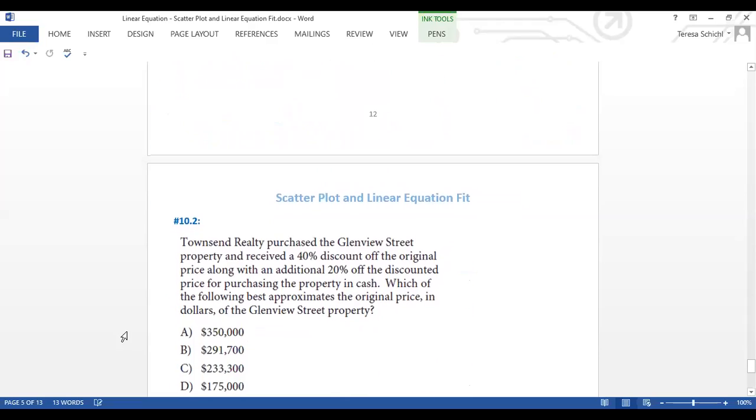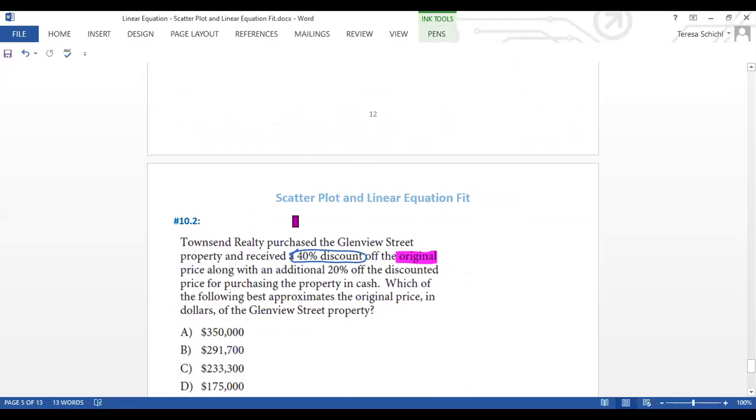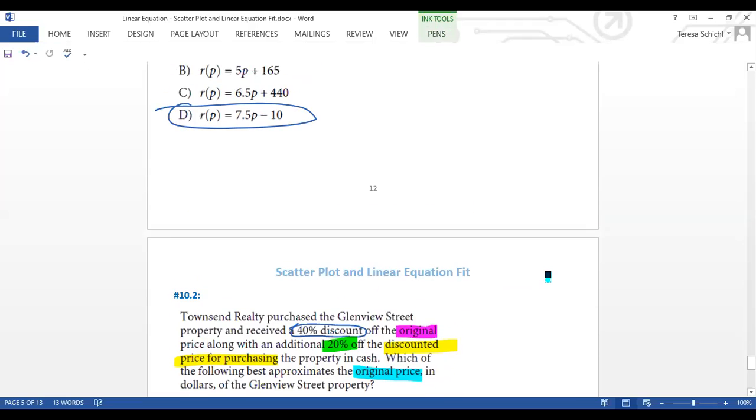Okay, so now let's take a look. They said the Townsend realtor purchased the Glenview Street property and received a 40% discount off the original price. So this really has nothing to do with the scatter plot anymore. And they got an actual 20% off the discount price for purchasing the property in cash. So which one is the best estimate for the original price, in dollars, of Glenview Street?